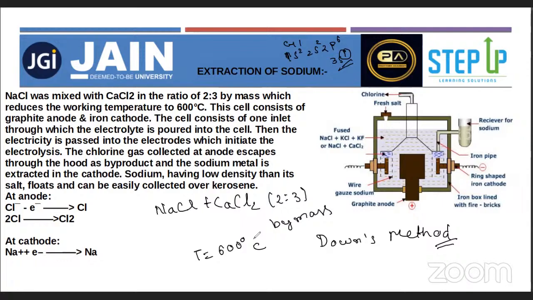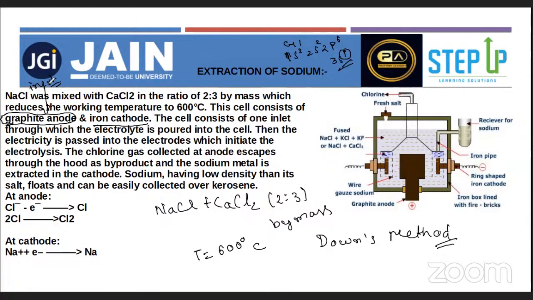Except for this, whatever is there, electrodes are present. The electrodes we have are graphite. You can see here we have a graphite anode and an iron cathode. Graphite anode is used because it behaves somewhat like an inert electrode. So graphite anode is being used.